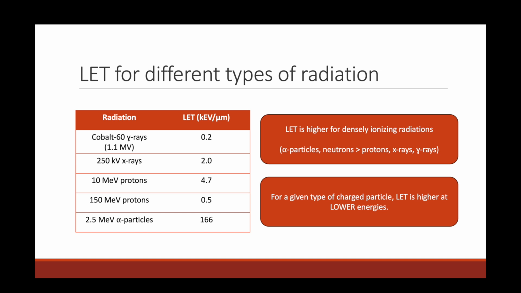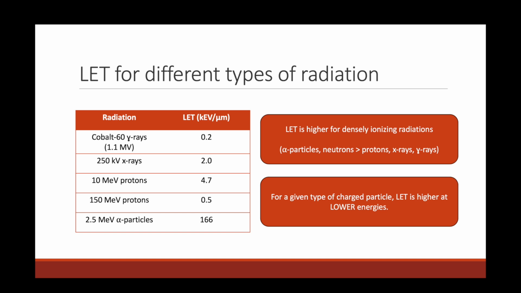Now, let's look at the energies. So if we look at cobalt gamma rays, the cobalt-60 gamma rays have an energy of about 1.1 MV. And then for 250 kV X-rays, the energy is 250 kV. So this particular X-ray has a lower energy than the cobalt-60 gamma rays, which are 1.1 MV. So if we compare those photons, the 250 kV X-rays actually have a higher LET. It's 2 versus 0.2.